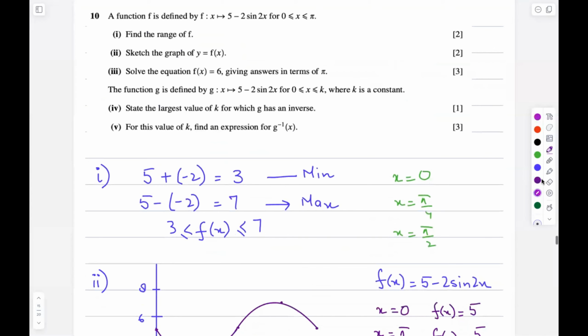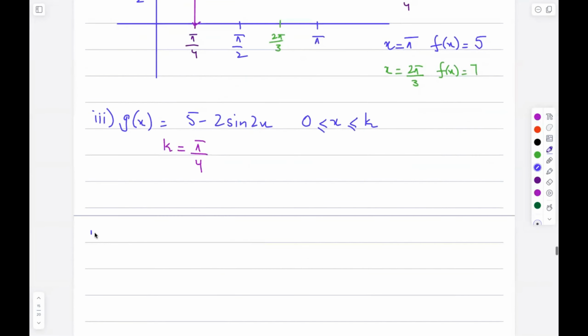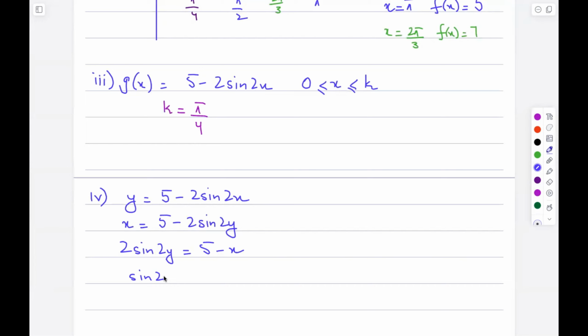In part 5, it says for this value of k, find an expression for g inverse. Now we already have g of x as 5 minus 2 sine of 2x. To find the inverse function, we can first write y equals 5 minus 2 sine of 2x. Exchanging the values of x and y, this will be x equals 5 minus 2 sine of 2y. Now making y the subject, we'll take 2 sine 2y on the left-hand side, and x on the right-hand side, this will become 5 minus x. Dividing it by 2, that will become 5 minus x upon 2.